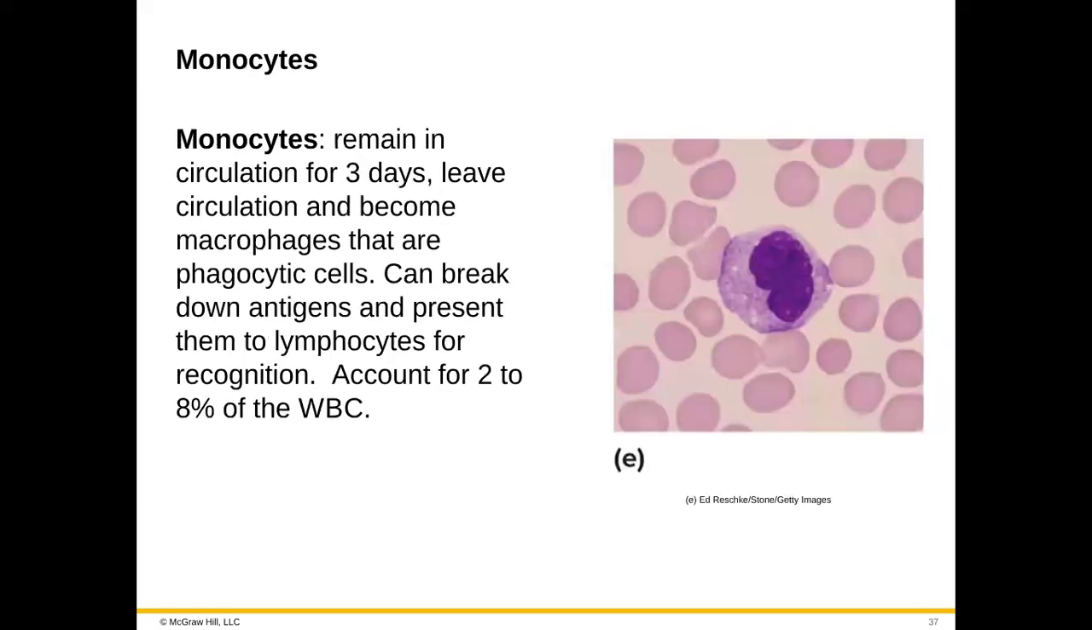And the monocytes, these are going to remain in circulation for 3 days. They'll leave circulation and become macrophages, which are just phagocytic cells, means that they're cellular debris-eating cells. They can break down antigens. What's interesting about them is that they can actually take these antigens and go present them to lymphocytes for recognition by those lymphocytes, which is really what the whole lymphatic system chapter will be about. And these will account for 2 to 8% of all white blood cells.